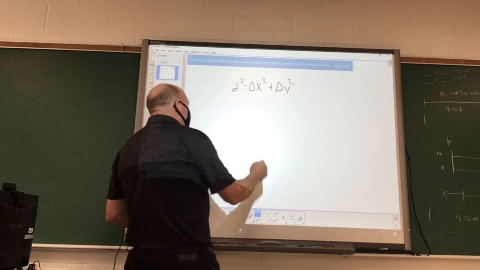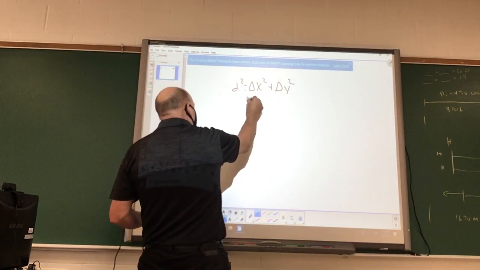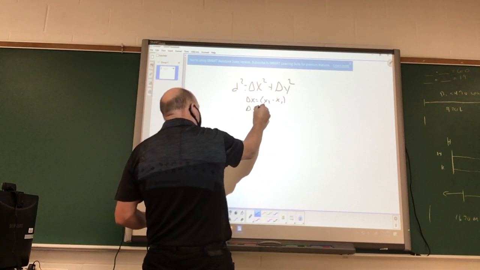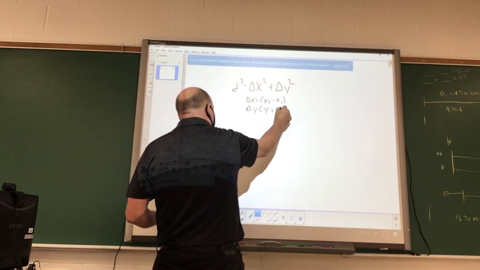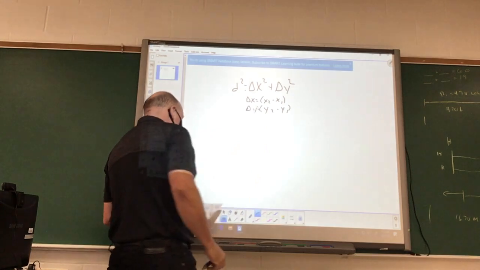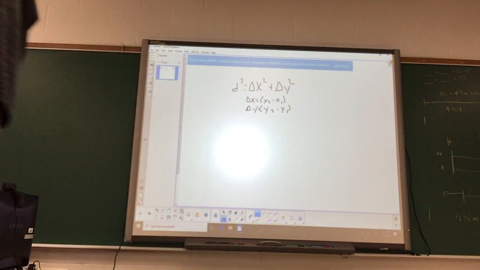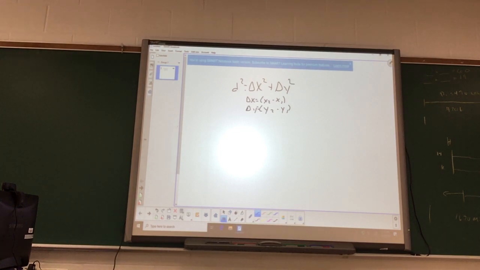Our delta x is x2 minus x1. Delta y is y2 minus y1. That's our distance formula. Should come down to square root of 117, which simplifies down to 3 square root of 13. We have square root of 9, square root of 13. So we have 3 square root of 13.